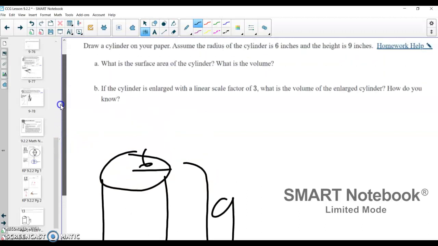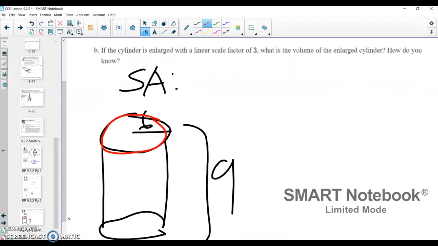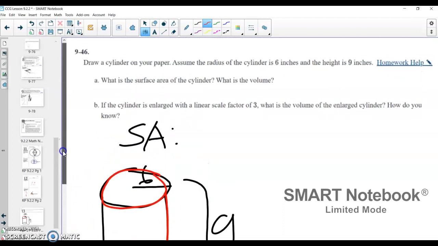Okay, so when I'm looking for the surface area of a cylinder, I saw some people do some different things, and if you Google the formula and it gave you the right answer, that's perfectly fine. This is how I find surface area. What I do is I find the circumference of the top circle, and then I multiply it by the height.